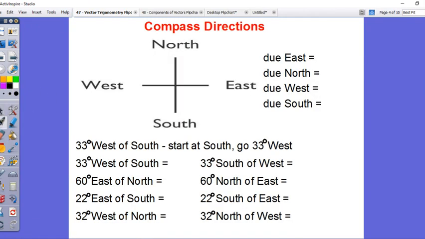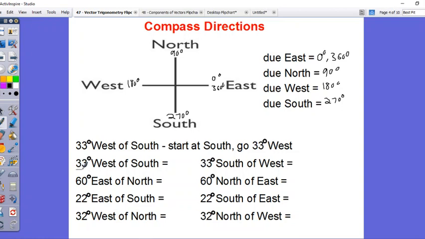All right, we have our compass directions. Due east is 0 degrees, 360 degrees. Due north is going to be 90 degrees. West is 180 degrees. South is 270 degrees. So 0 degrees and 360 degrees, 90 degrees, 180 degrees, 270 degrees.